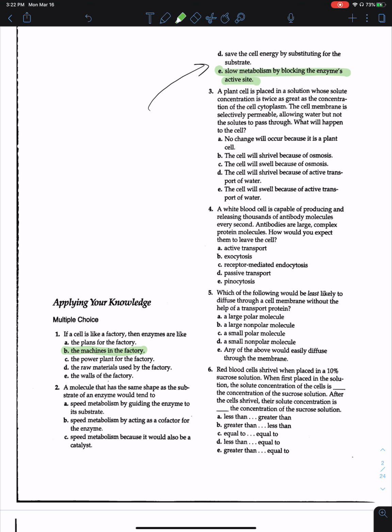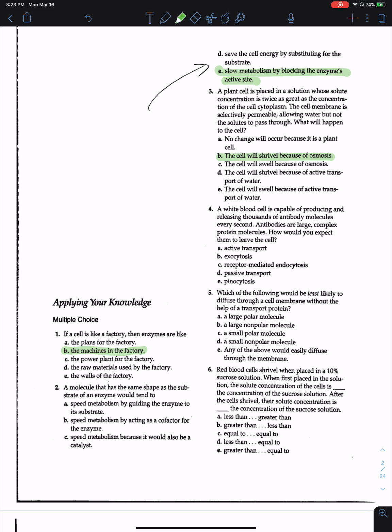All right. 3 is a throwback to more osmosis stuff here. So a plant cell is placed in a solution whose solute concentration is twice as great as the concentration of the cell cytoplasm. The cell membrane is selectively permeable, allowing water but not solutes to pass through. What will happen to the cell? Answer here. What is the answer here? I think B is the answer here, right? Cell will shrivel because of osmosis.